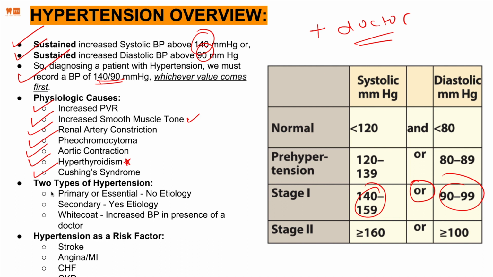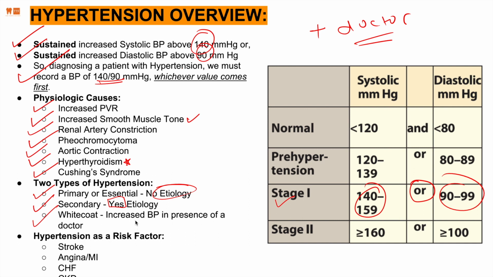Two types of hypertension. There's primary or essential, without any etiology, that it just appears. Secondary is where there is an actual etiology, a cause which led to hypertension. And of course, white coat, which is an increase of blood pressure in the presence of a doctor.